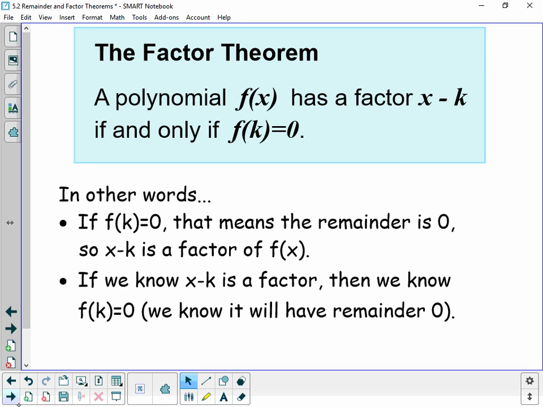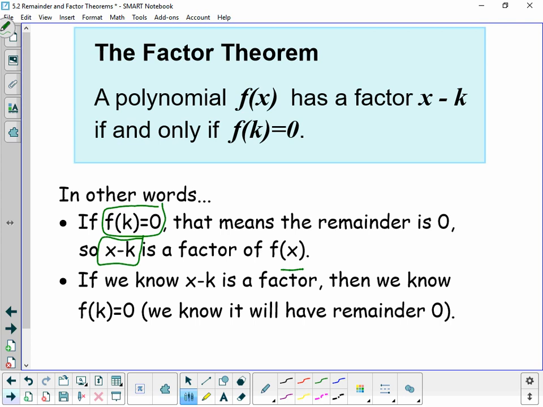So the factor theorem says if you have a polynomial and it has a factor of x minus k, it has to be the case that f of k is 0, which is the same as saying it has a remainder of 0. So in other words, if we know the function is equal to 0 for a certain value, it means that that associated factor is one of the factors of the function. Or if we know one of the factors, then we know it's going to have a remainder of 0.